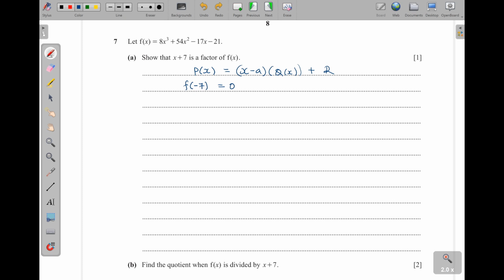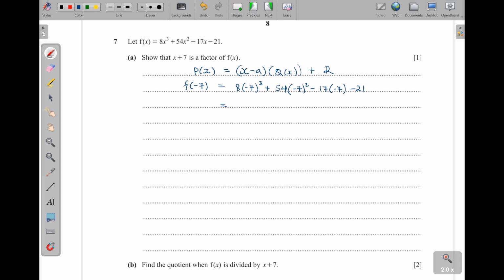So meaning, if I put negative 7 in here, in other words, just get this one equated to 0, you get the value of x. So when you put it in here, do you get 0? That is the question. So we are going to put f of negative 7. So we shall have 8 into negative 7 cubed, then plus 54 into negative 7 squared, then minus 17 times negative 7, and then minus 21. So do we get 0 is the question.